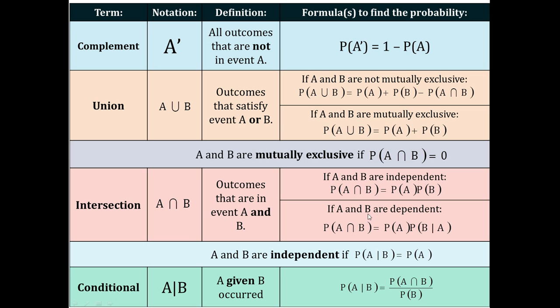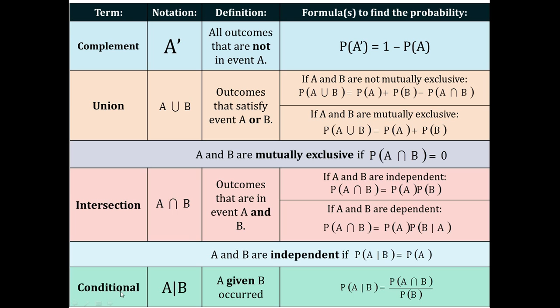If I'm working on an example where the 2 events are dependent, so one of them affects the other one, then finding the probability of their intersection means multiplying the probability of A times the probability of B given A. Okay, so this notation right here, B, and then a vertical line A, is called a conditional probability.